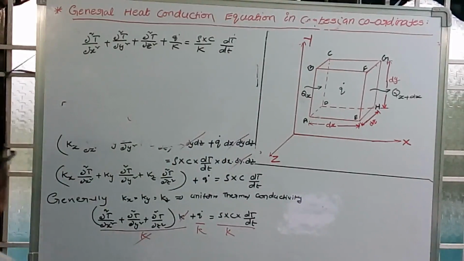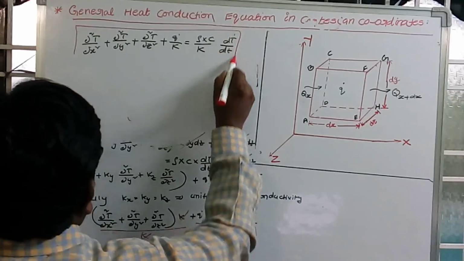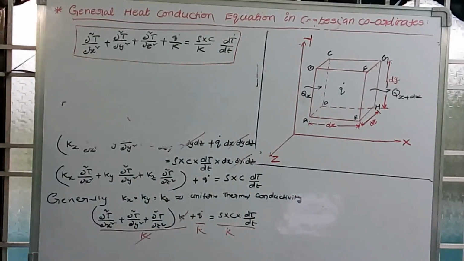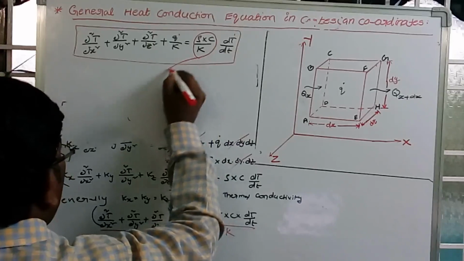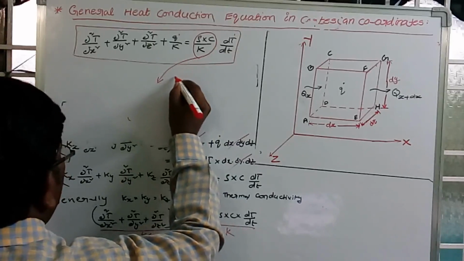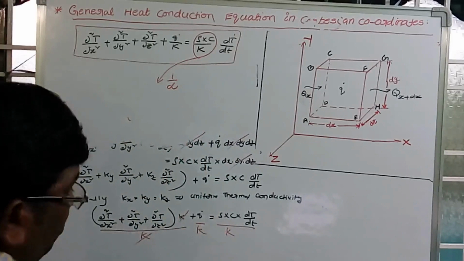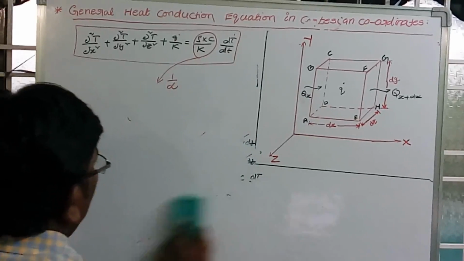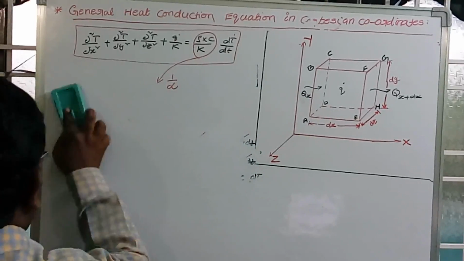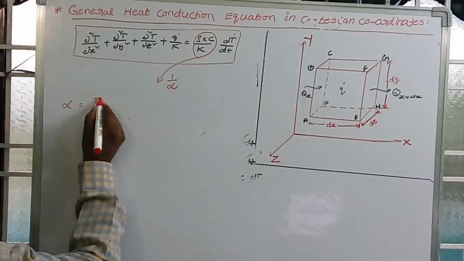This is our general heat conduction equation in Cartesian coordinates. This is the new term alpha. This is the 1 by alpha. So what is alpha? You can write it as 1 by alpha. Alpha is equal to thermal diffusivity.